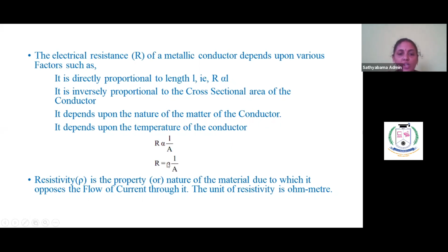This constant rho is called resistivity. Resistivity is the property or nature of the material due to which it opposes the flow of current through it. So this is similar to the resistance. We also call it specific resistance. We have several names for that. And the unit for resistivity is ohm meter.